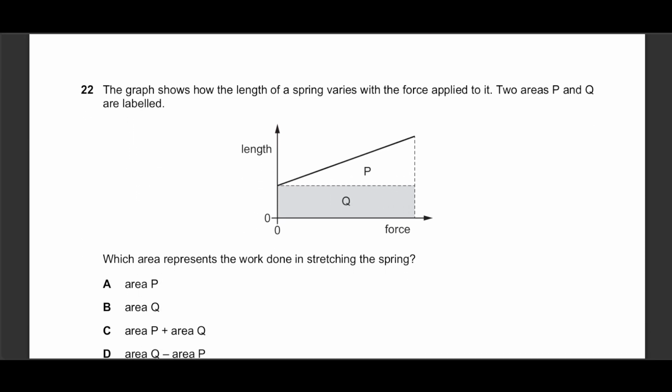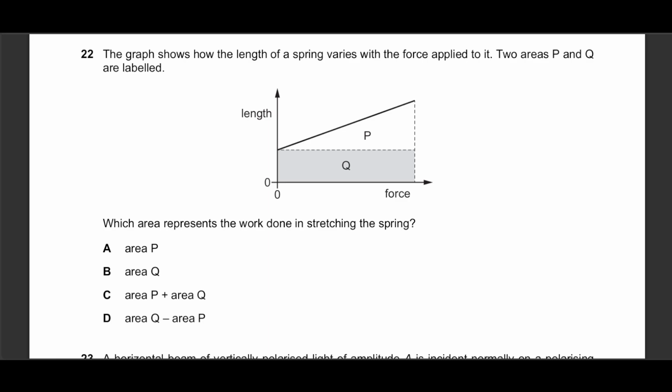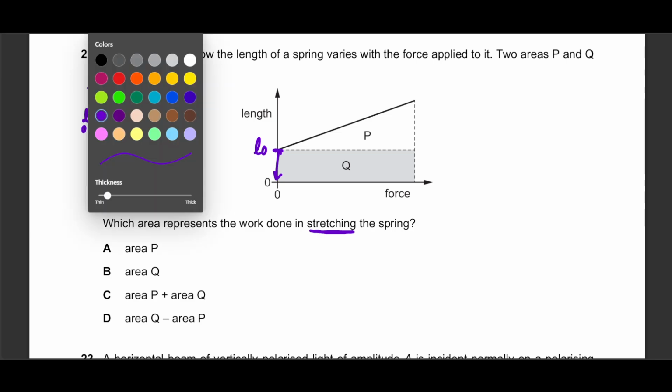Question number 22, he says the graph shows how a spring varies with force applied to it. Two areas P and Q are labeled. Which area represents the work done in stretching the spring? Stretching. You see, if you notice this point, there is no force at this point, but there's still some length. It's non-zero, which means that the spring was still hanging, and this is its length being measured as L naught. When there is no force, there is no load on the spring.